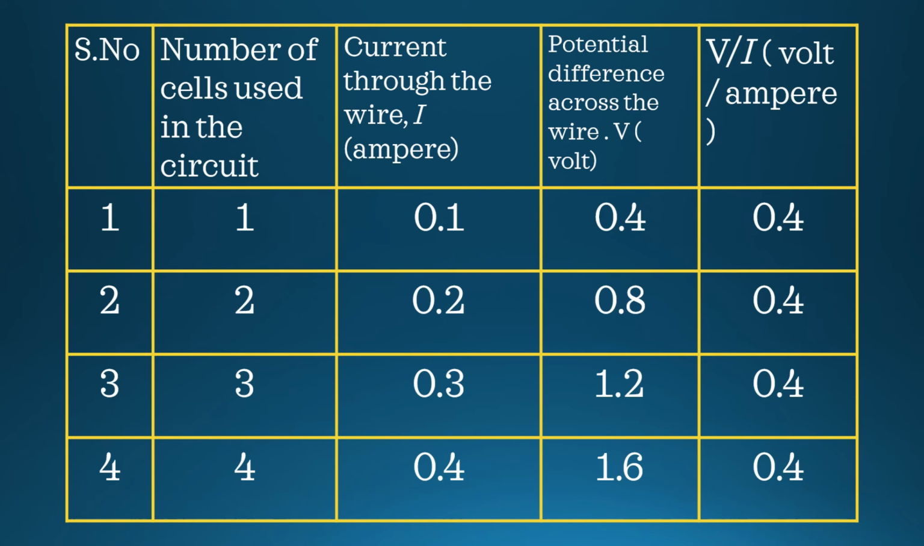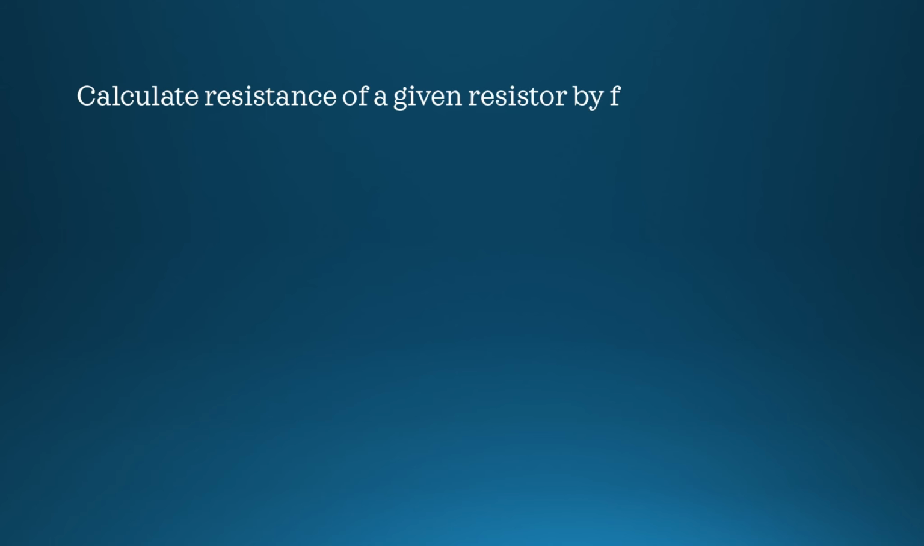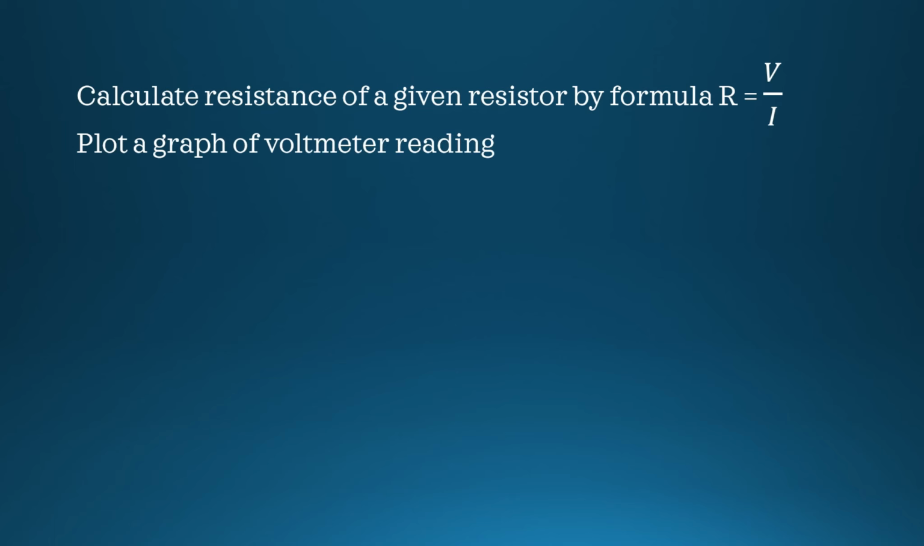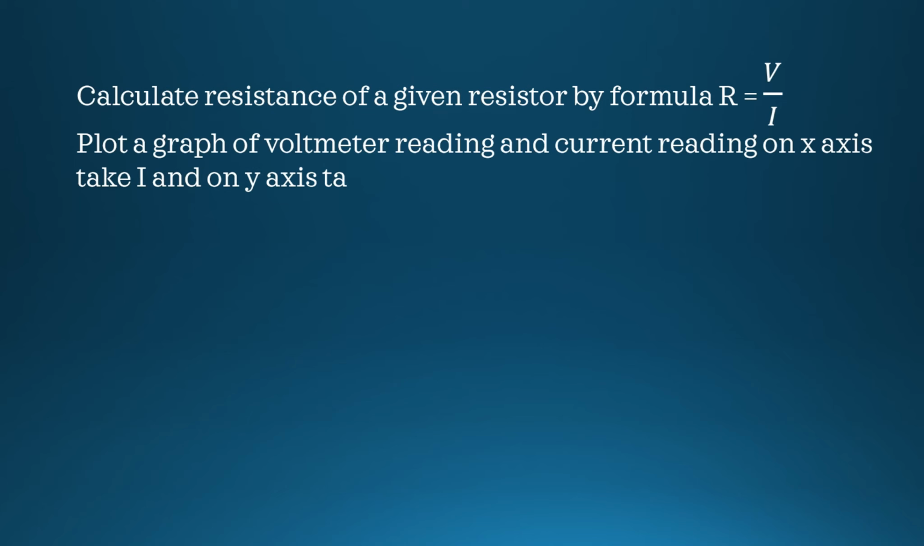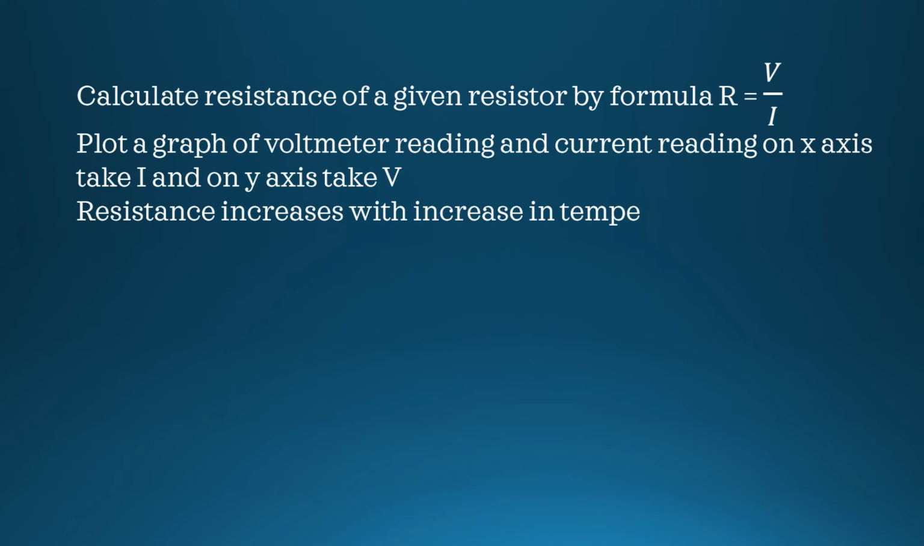Next, we calculate the resistance of the given resistor by the formula R is equal to V by I. Plot a graph of voltmeter reading and current reading. On the x-axis take I and on the y-axis take V. V is the potential difference and I is the current. Resistance increases with the increase in temperature of pure metals.